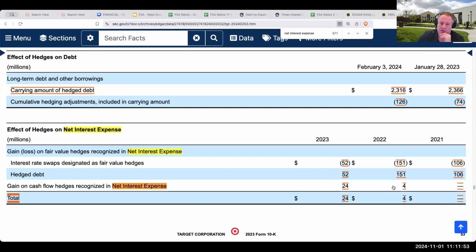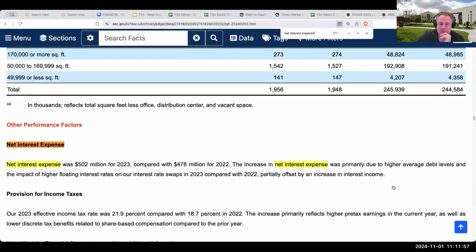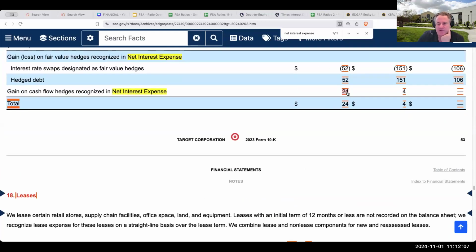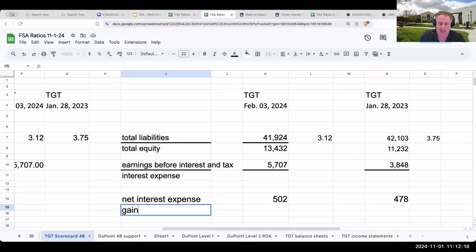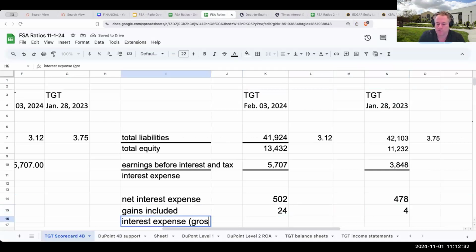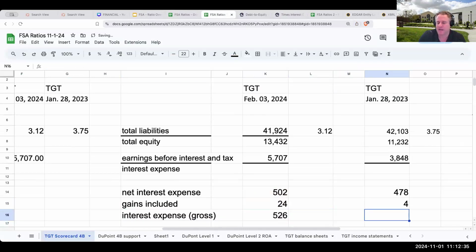The way I'm interpreting this is, if it's a gain that's recognized, it means that I want to exclude those gains. So gains included should be reducing this by 24, and then this amount is 4. So for my gross interest expense, to exclude the gain, I'm going to add this back in. It's not going to make too much of a difference, but I just want to make sure I'm capturing this correctly.